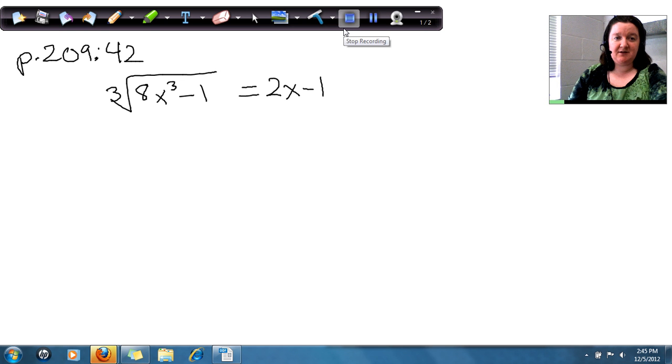Afternoon. Let's look at page number 209, question number 42. Now there's no extra number out in front of our root, so we can start with getting rid of our root. Oh, this is to the third power. That's going to be a lot of work. So let's get that part.